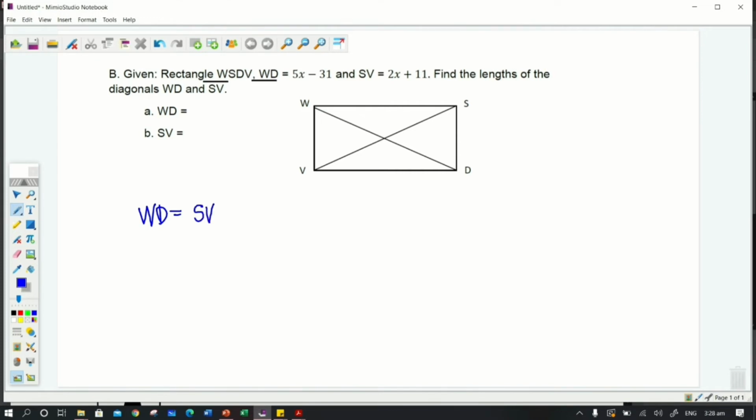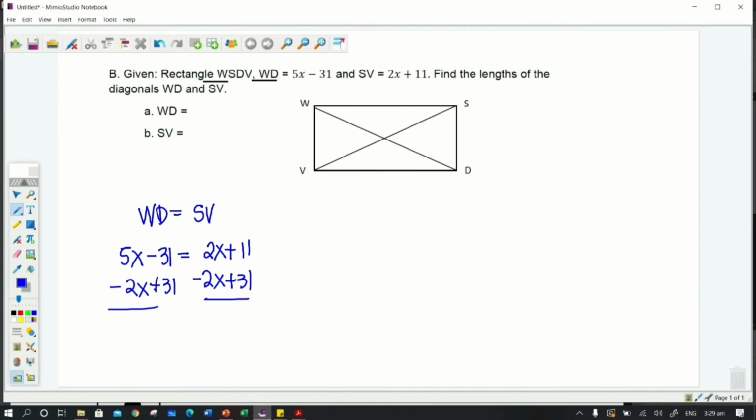Next, we have to substitute. Remember, the measure of WD is 5x minus 31, which is equal to SB, which is 2x plus 11. Then we simplify this equation. If you still remember, we need to isolate x and we have to place it to the left. So to do that, we need to subtract both sides of the equation by 2x. And for negative 31, we have to transfer it to the right. So we're going to add 31 to both sides of the equation.